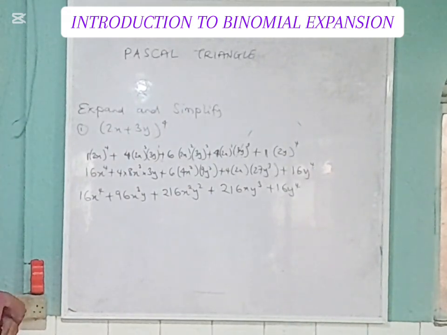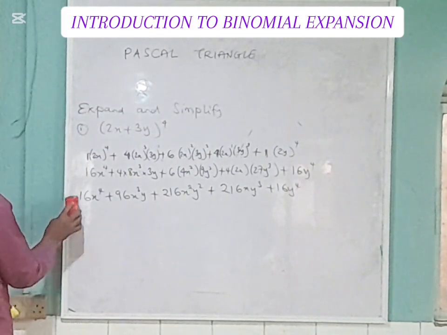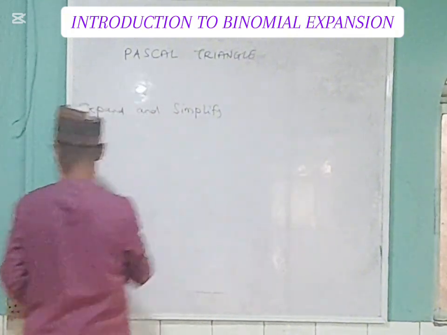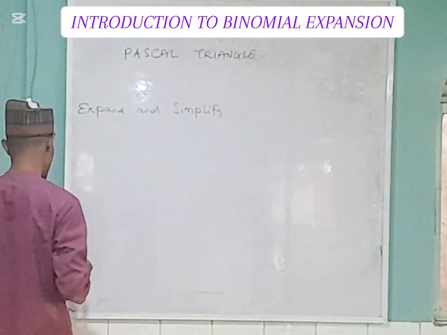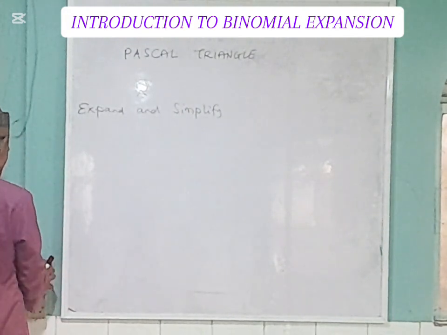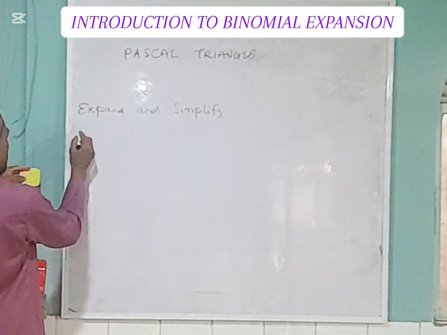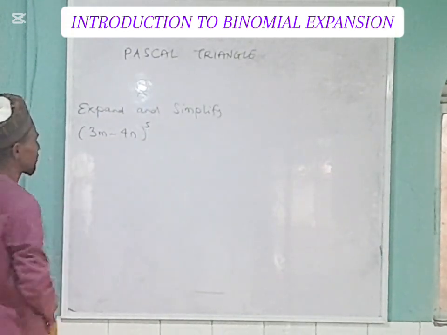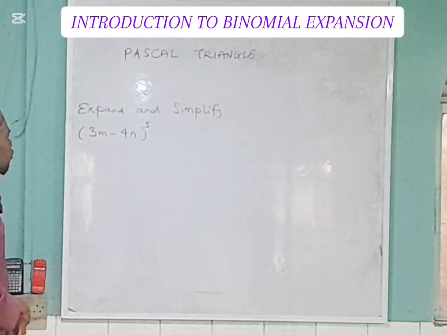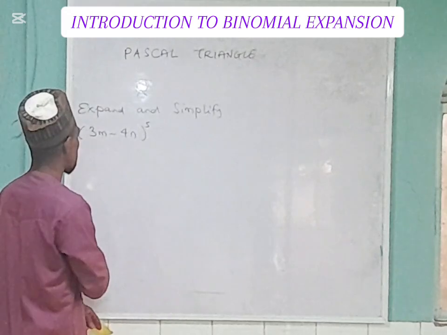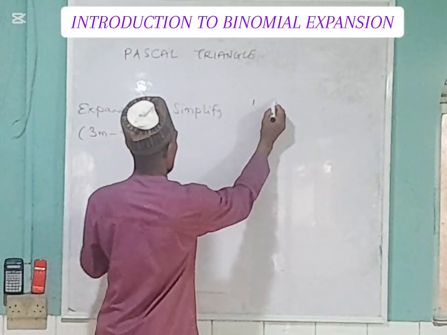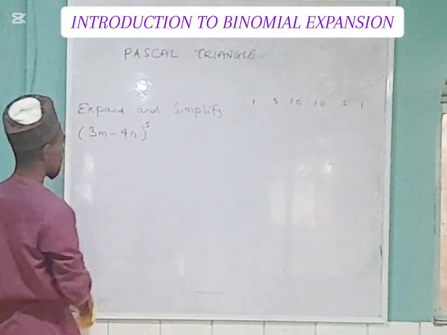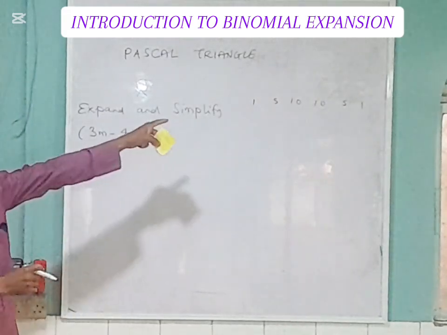Okay, let's take the next example. Here we've got: expand and simplify 3m minus 4n to the power of 5. So for the Pascal strand here, we've got our coefficients as 1, 5, 10, 10, 5, 1. That was from the Pascal triangle. So you have to take note of these coefficients.